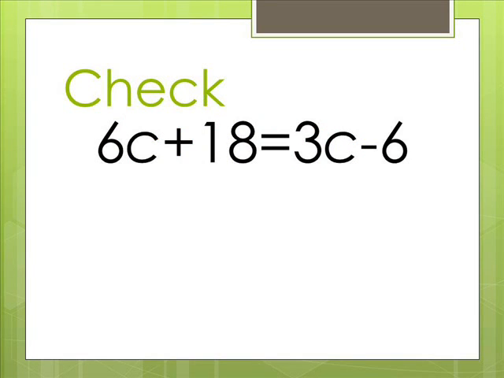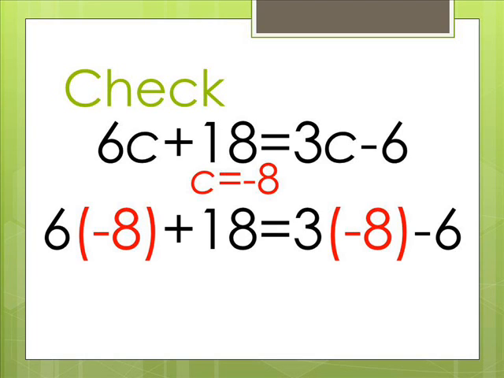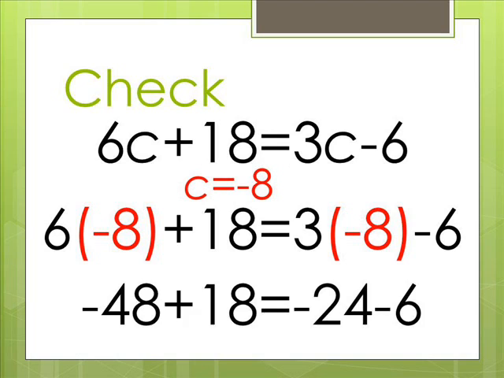After that, I go back to my original equation, and I plug negative 8 in every time I see a c, and I want to do a check. So 6c plus 18 equals 3c minus 6. Plug in a negative 8, so it says 6 times negative 8 plus 18 equals 3 times negative 8 minus 6.